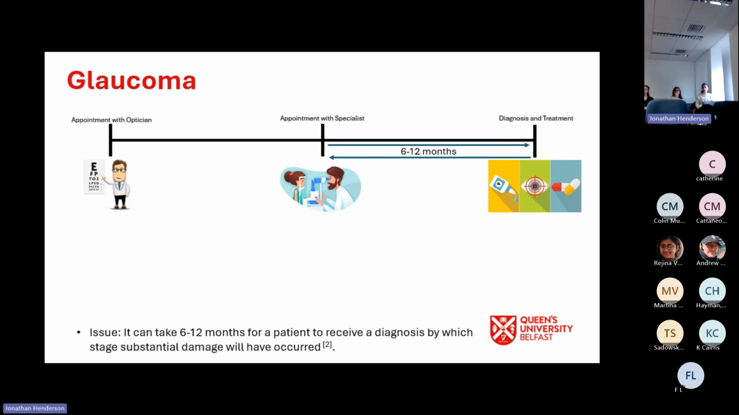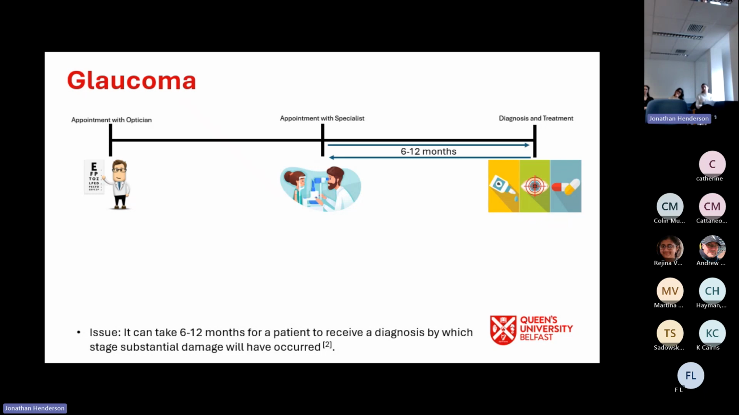At present, the way you go about detecting glaucoma is you go to your optician. They perform a number of tests and, if they think you have glaucoma, refer you to a specialist. The specialist then analyzes you for about 6 to 12 months, and over that period, if they think you have glaucoma, they'll recommend a treatment.